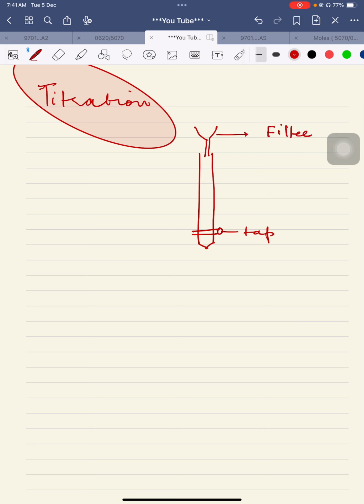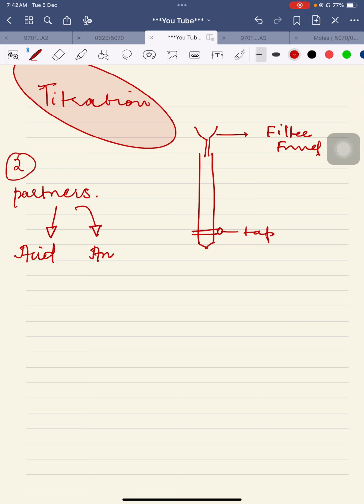Okay. So we should know that there will be two partners, two reactants, two reagents which are going to react with each other in titration. Two partners. What are those two partners? Number one will always be an acid and number two will be an alkali. So one of the partners is an alkali and the other partner is an acid. What is an alkali? A water soluble base. Always a soluble base.